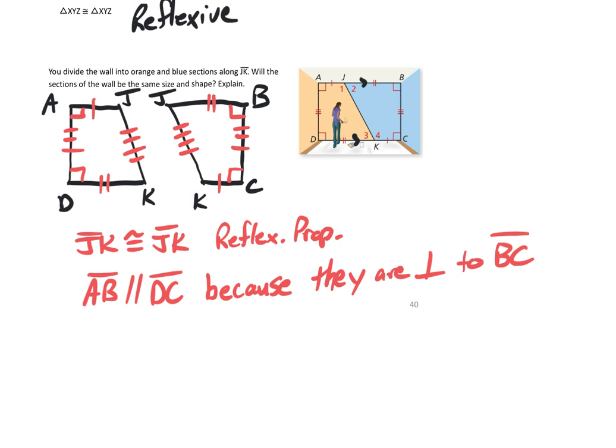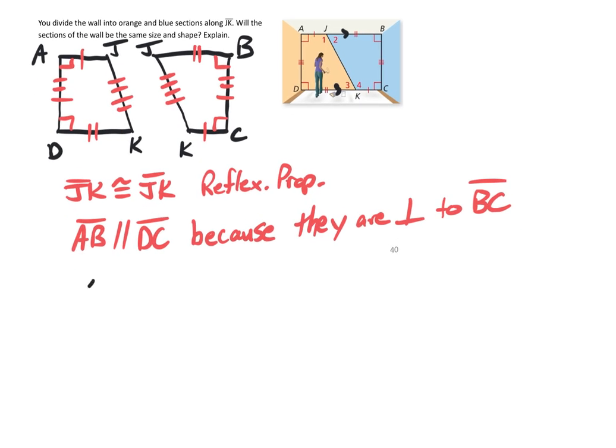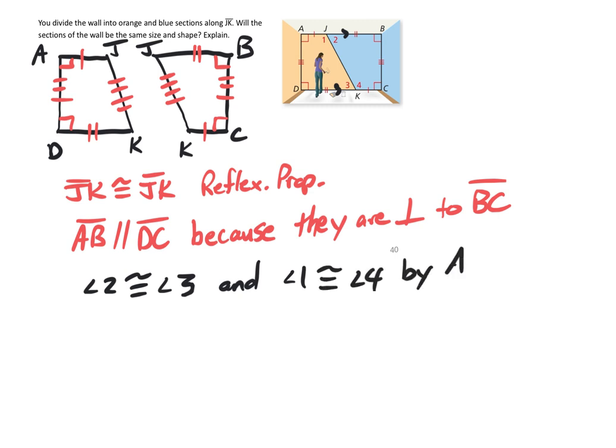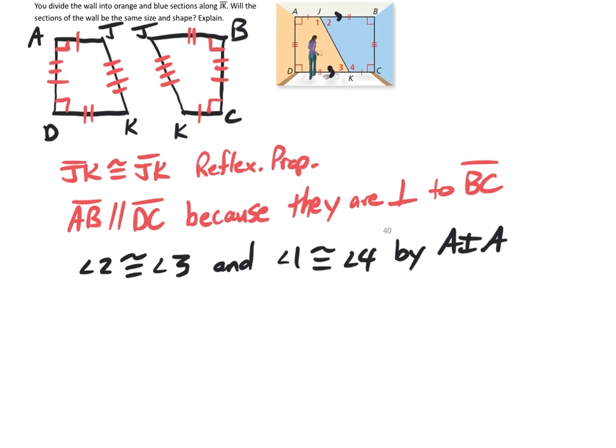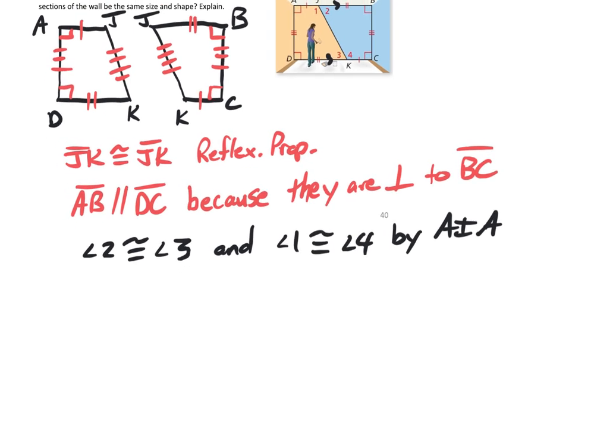If I had arrows to begin with, then I wouldn't have had to prove that, but I needed to prove that. Okay? So now why are angle 2 and angle 3 congruent? Alternate interior. Good. Okay? So angle 2 is congruent to angle 3, and angle 1 is congruent to angle 4 by alternate interior angles, because we proved the lines are parallel. Okay, so we've now proven that all sides and all angles are congruent, right?